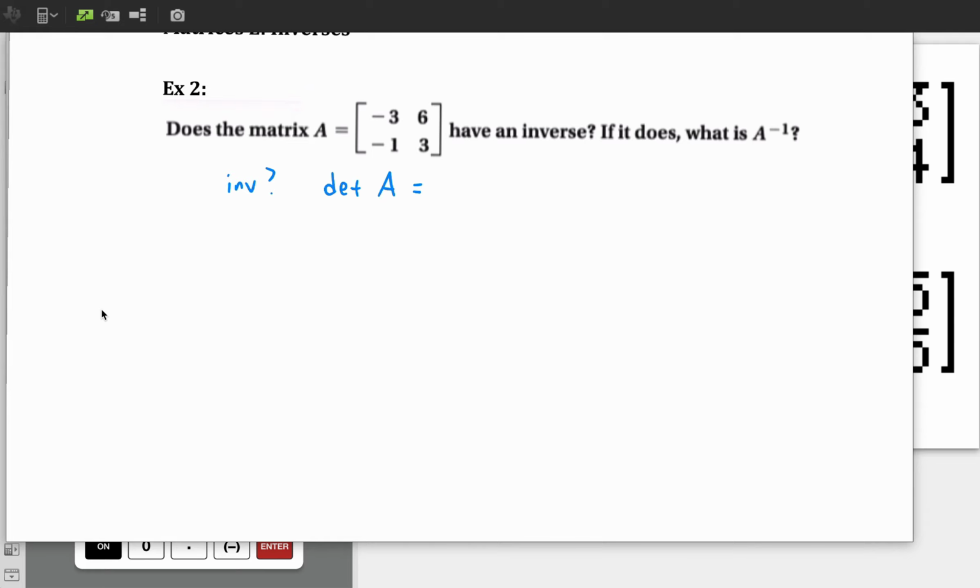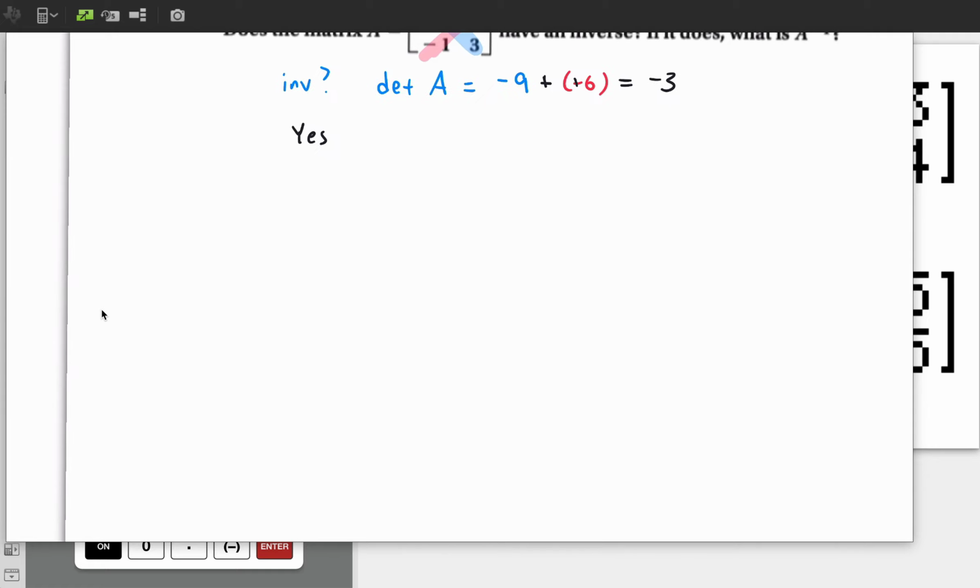The determinant of A. Now remember, we're going to multiply those, so we get -9, and then we're going to subtract the product here, and that's a -6. So clearly we see we have an inverse. Inverse is possible. So here we get a -3. So the first part, does it have an inverse? The answer is yes, it does. Okay, we haven't figured out what that is yet.